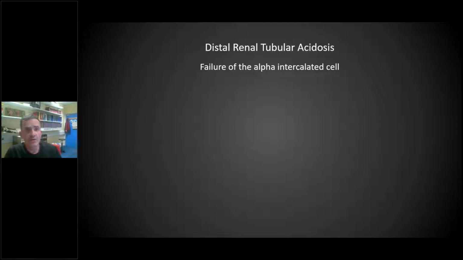dRTA is caused by failure from any cause of the alpha-intercalated cell. So if anything screws up your alpha-intercalated cell, you'll get dRTA of some severity. Because your alpha-intercalated cells are not working properly, this means you cannot acidify your urine properly, and therefore you will have an alkaline urine. Because you can't excrete acid regularly, you will have a variable metabolic acidosis.